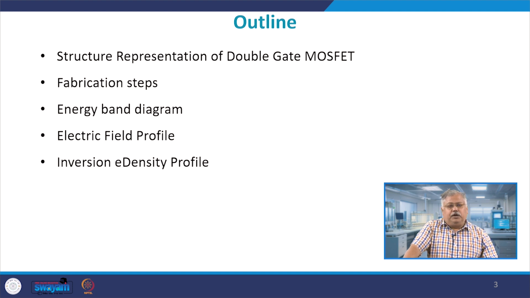Now, the prerequisite knowledge here is that I would recommend you study the basic fabrication steps of CMOS procedures, where you know how epitaxial growth works, and what CVD or chemical vapor deposition means. That possibly I will not be able to give you an idea of, but at least I will give you the fabrication steps of a double gate MOSFET and tell you the energy band diagram.